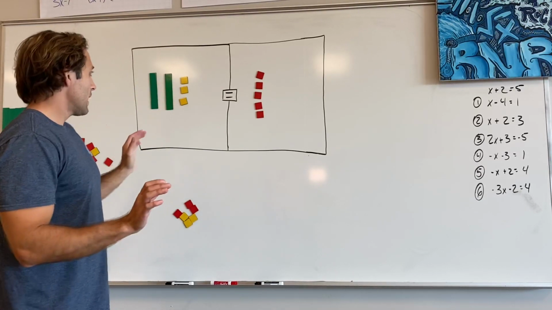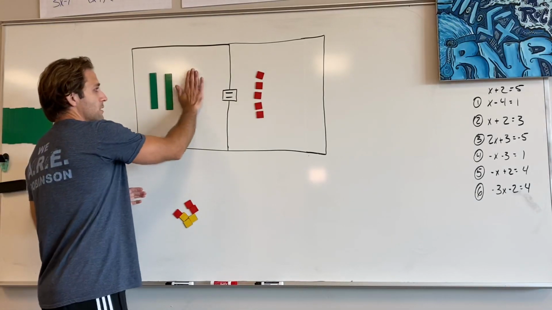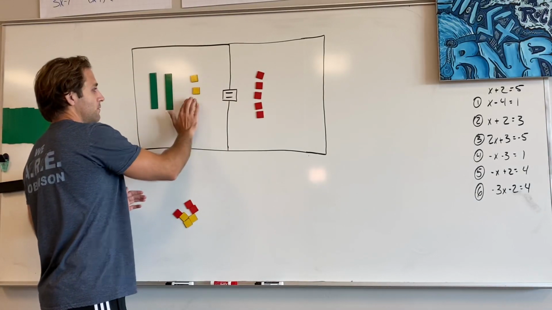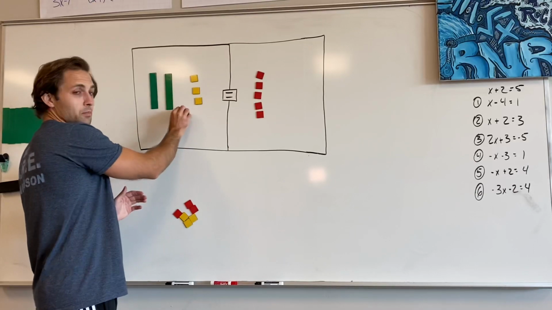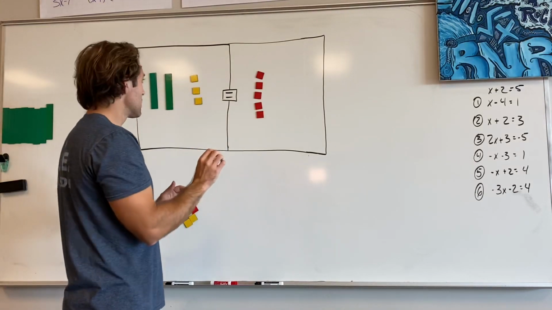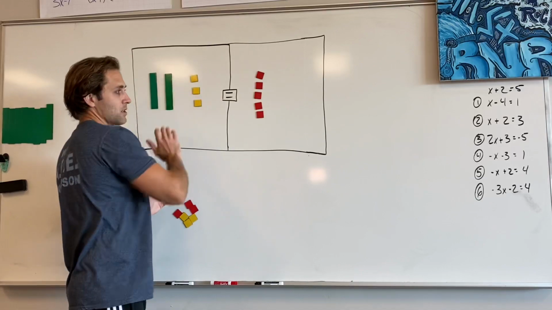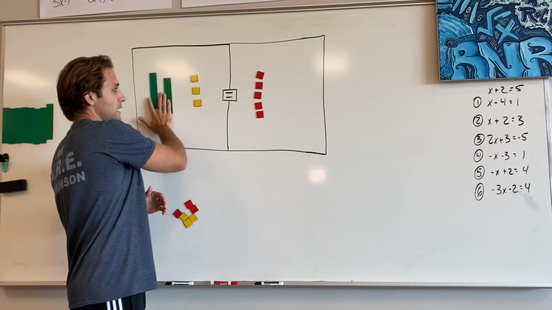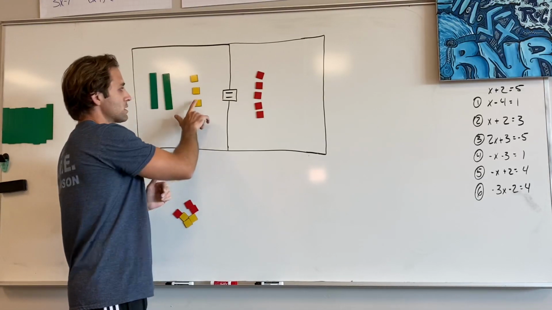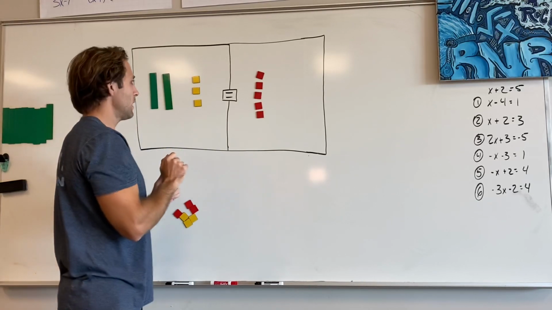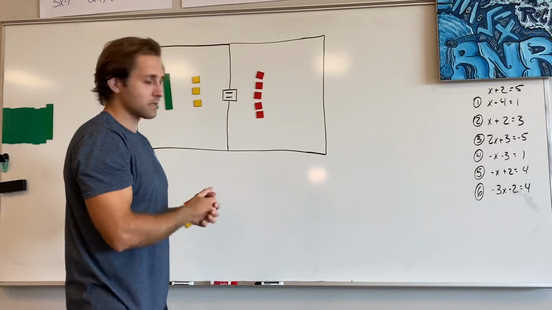In order to do that, the first thing I want to do is try to get rid of this constant term. If this were an expression, this would be like the plus 3, the constant term. So I need to get rid of these first. I need to try to get the x's by themselves. Now in order to remove these 3, I need to take away 3 from both sides.